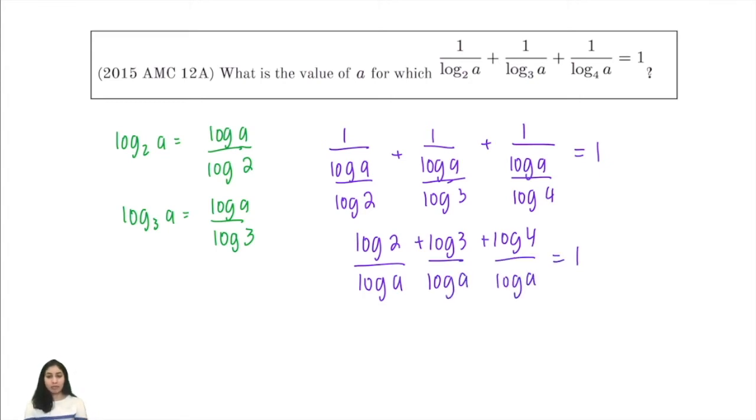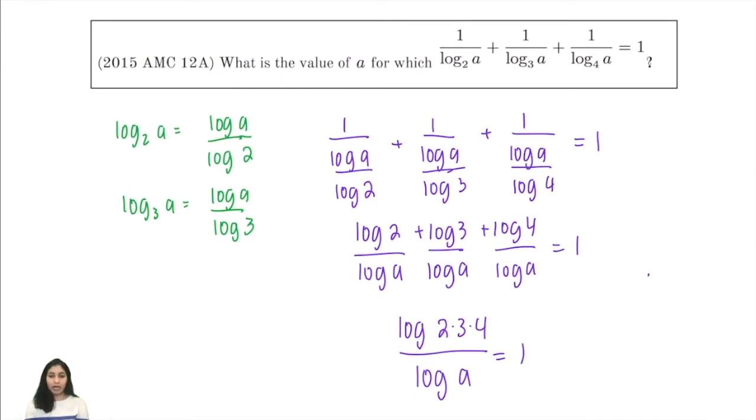Because all of these have the same denominator, we can combine them, and by our multiplication logarithm rule, we know that log of 2 plus log of 3 is equal to log of 2 times 3. And that plus log of 4 is equal to log of 2 times 3 times 4. So we can simplify our numerator to log of 2 times 3 times 4 over log of a. And that's equal to 1.